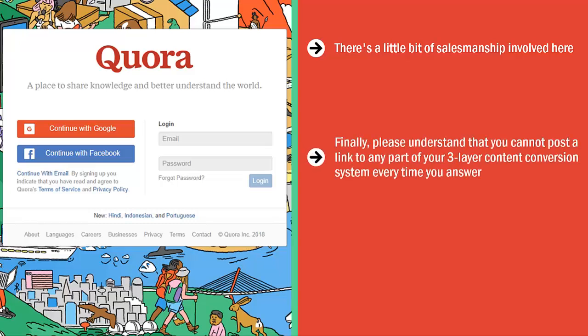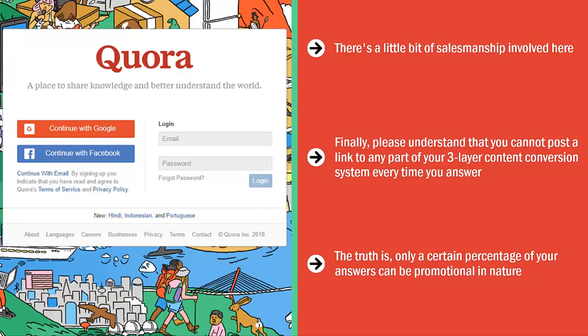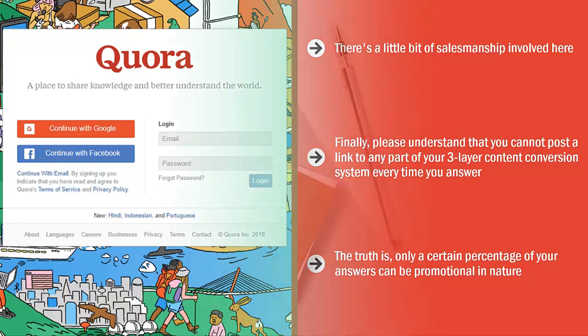Finally, please understand that you cannot post a link to any part of your 3-layer content conversion system every time you answer. If you do that, I'm sorry to say it, but you are spamming. You really are. The truth is, only a certain percentage of your answers can be promotional in nature. If you promote too much, you might get banned.